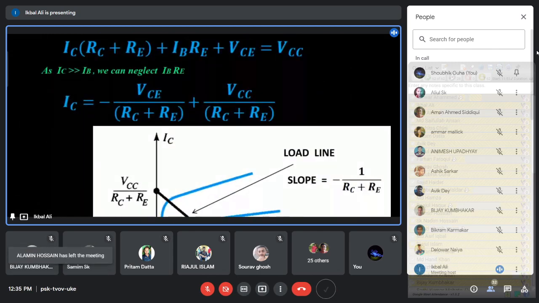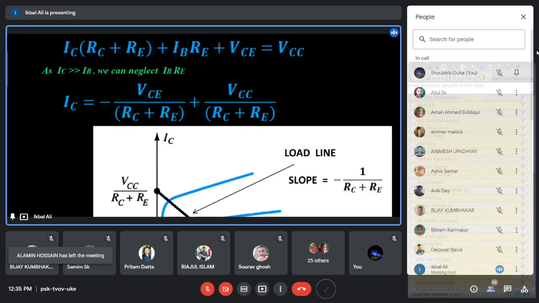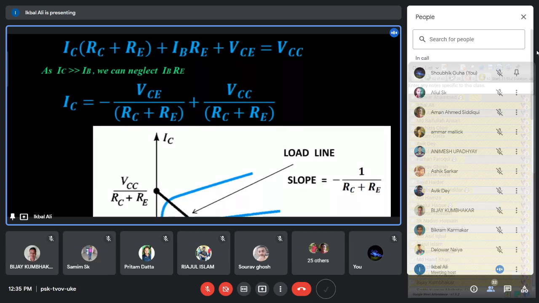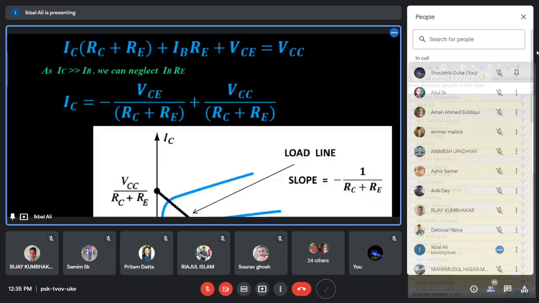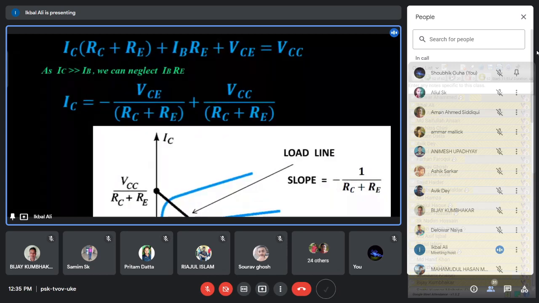You see the first equation, where all the voltage drops are summed. The collector emitter voltage is VCE, plus the voltage drop across the RC resistance, which is IC into RC, the first term. Within the bracket, if you multiply IC with RC, you get IC into RC, plus IC into RE plus IB into RE, that is the voltage drop across the emitter resistance. So all these three voltages should be equal to the supply voltage VCC. So this is the KVL equation for the output loop or the collector loop.